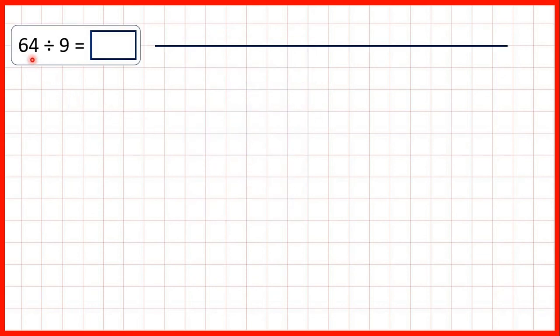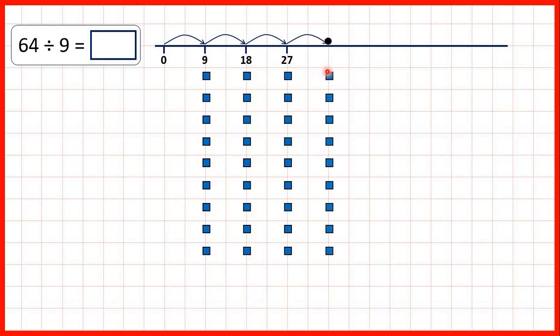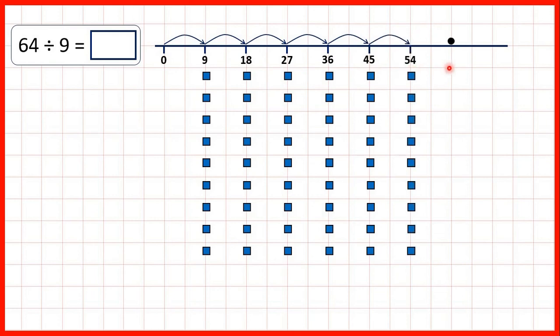Our last question was 64 divided by 9. We can count up 9, 18, 27, 36, 45, 54, 63. Going to 72 would be too many, but from 63 we just need to add 1 to get to 64.